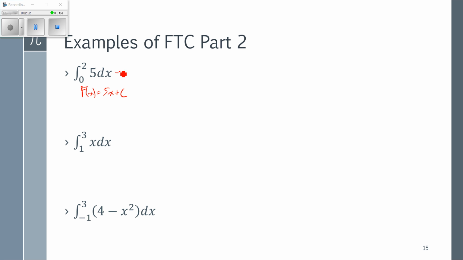I'm then going to plug the 2, so I have the 5x plus c from 0 to 2. Plug the 2 in first, which gives me 10 plus c. Plug the 0 in second, so 0 plus c, and subtract them. 10 minus 0 is 10. c minus c is 0, and 10 is my answer. Now please note, the c's canceled. In a definite integral, this will always happen.